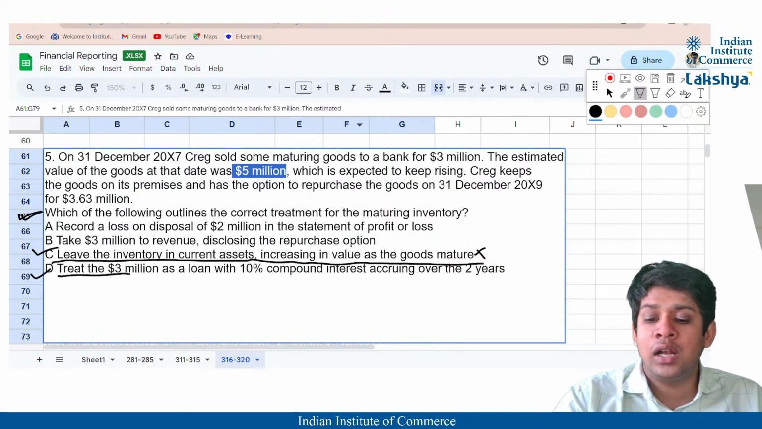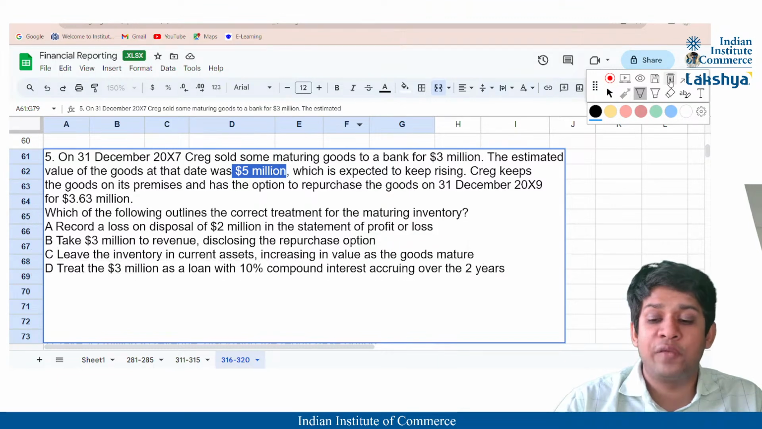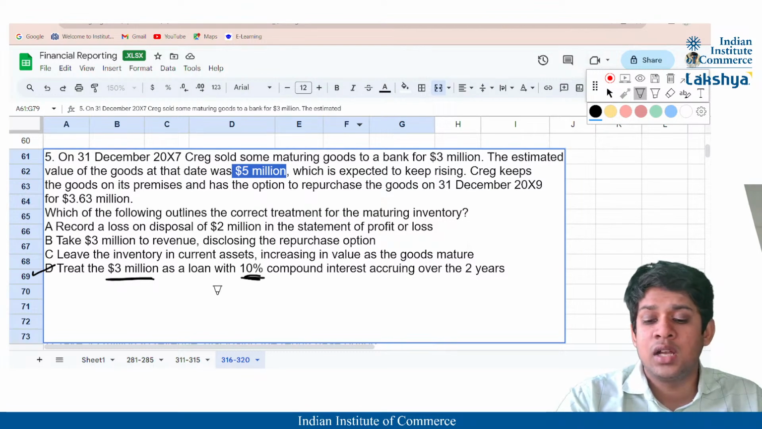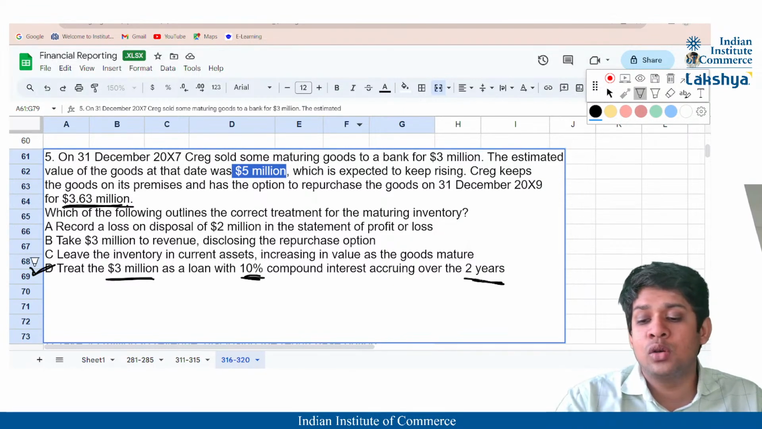Lastly, option D: treat the $3 million as a loan. They have mentioned 10% is the cost of capital, with compound interest accruing over 2 years. So D is going to be the perfect response because we are treating it as a loan, as a financial liability, and 10% is the interest that we will take as a finance cost to the financial liability to reach 3.63 million over the period of 2 years. So D is going to be the correct response.